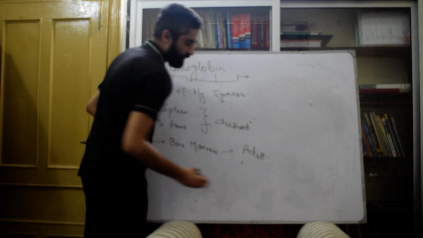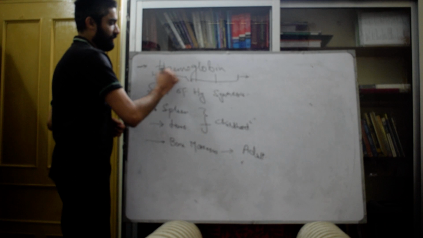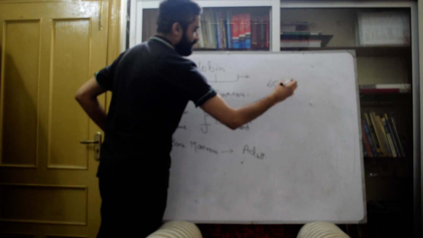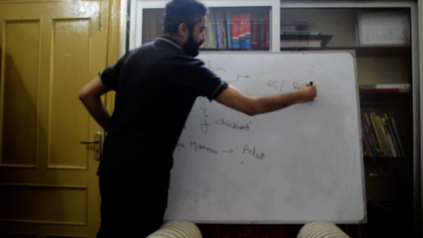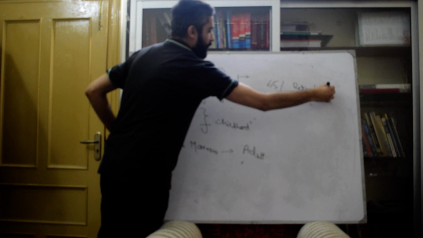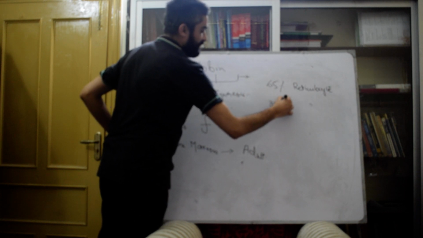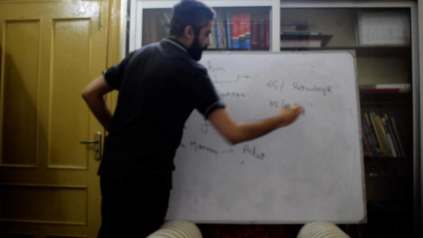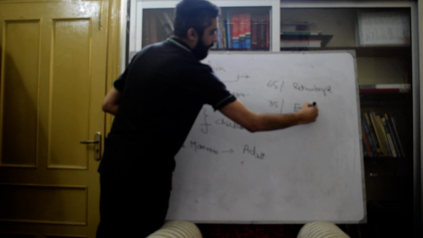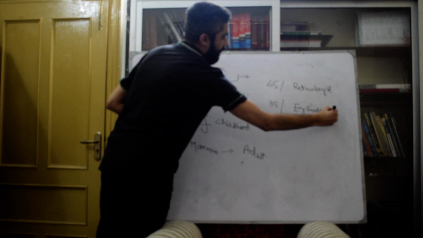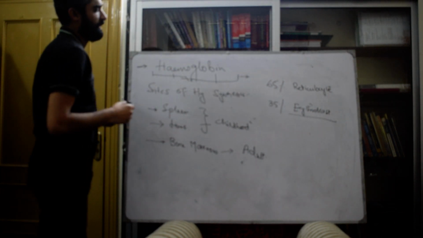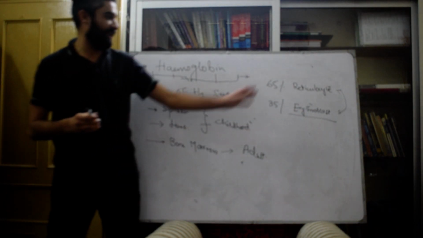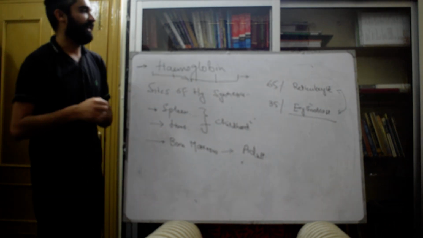So RBC, this is synthesized in two stages. 65% synthesis is done in the reticulocyte stage and 35% synthesis is done in the erythroblast stage. Or vice versa, if I'm not confusing it. So 65% synthesis is done in one area and 35% synthesis is done in another area of the hemoglobin.